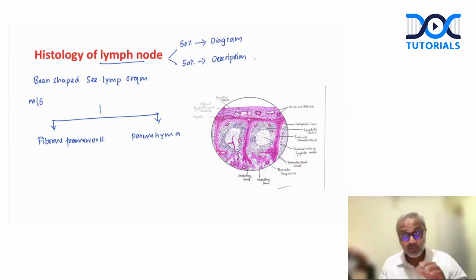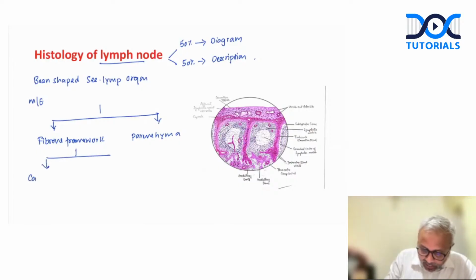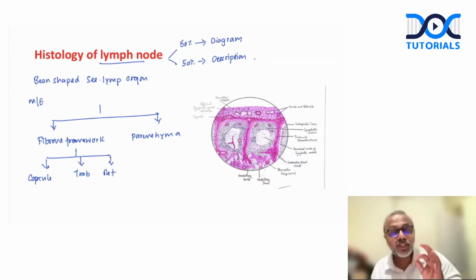Now, imagine if you can write like this, I guarantee you that you will score well in your histology, right? So what about the fibrous framework? The fibrous framework further has the capsule, then it has trabeculae, and then it has reticulum. Make sure that you are able to write at least one line of description about each of them.